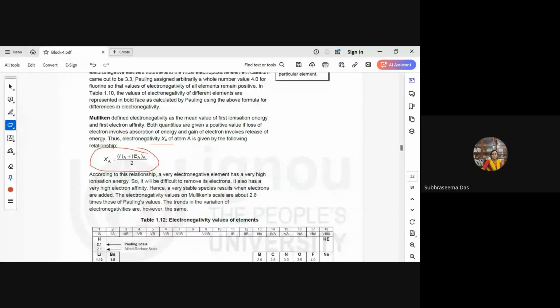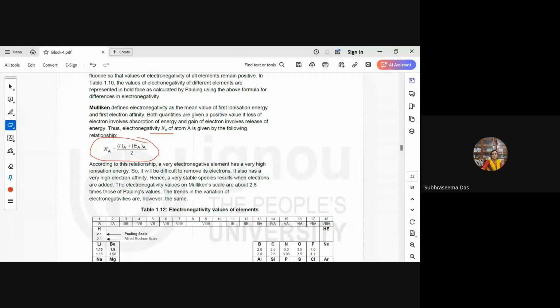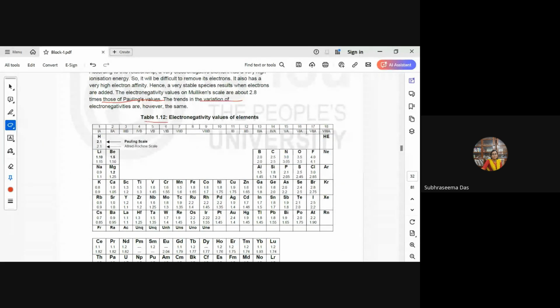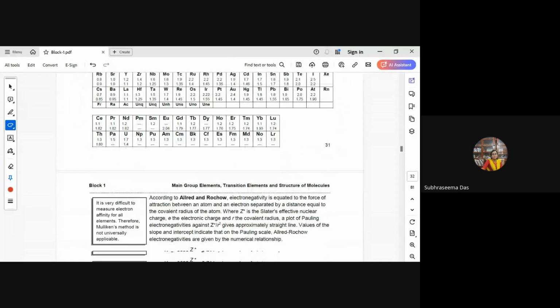So according to this relationship, a very electronegative element also has a very high ionization enthalpy. According to Mulliken, the electronegativity values on the Mulliken scale are about 2.8 times those of Pauling's values. And the trends in the variation are also not the same. So here in table 1.2, the electronegativity values of different elements have been listed.